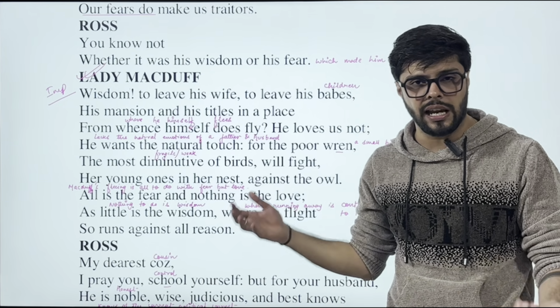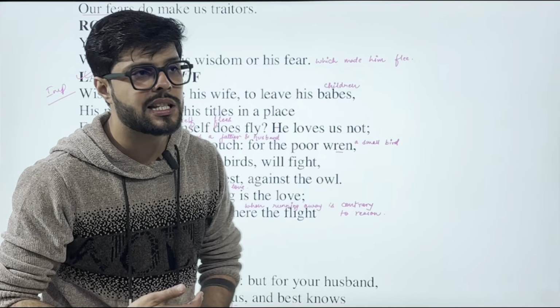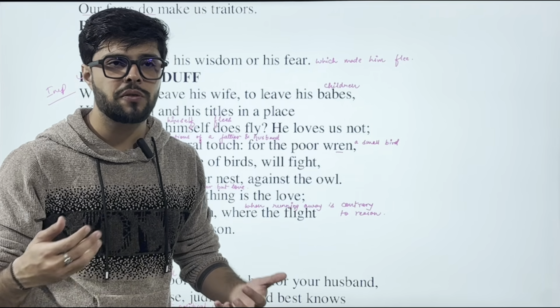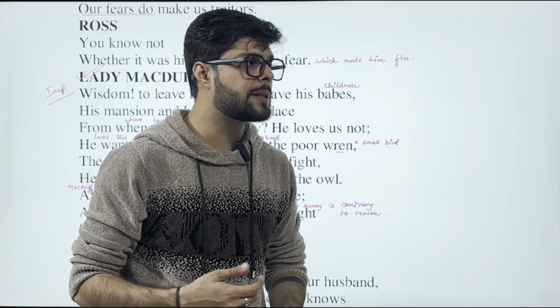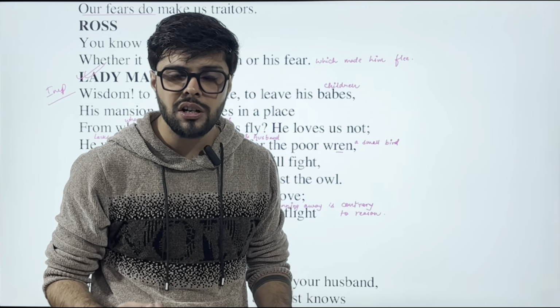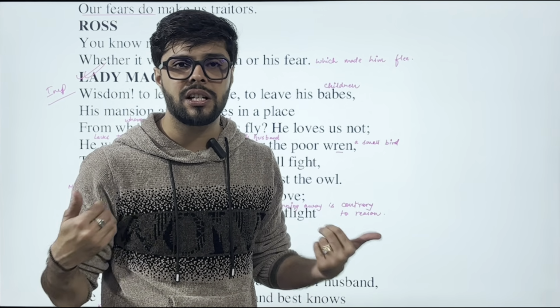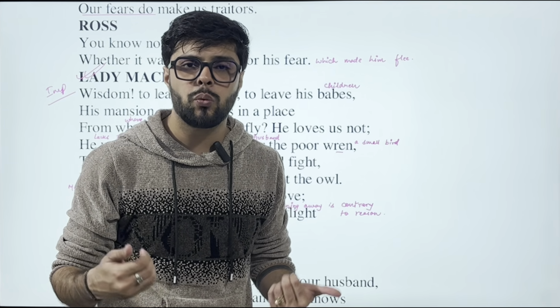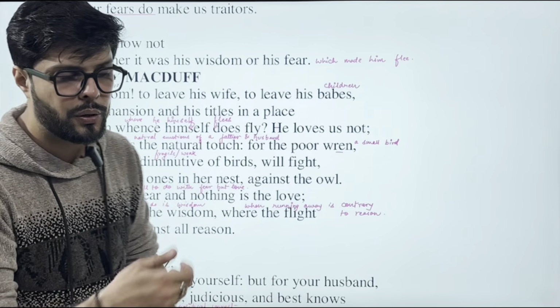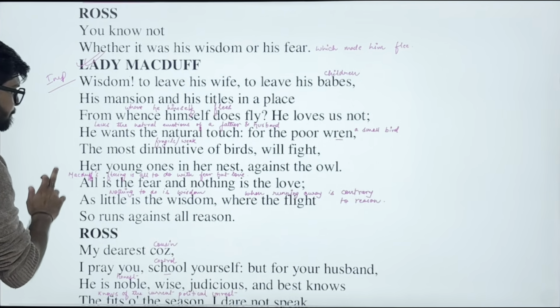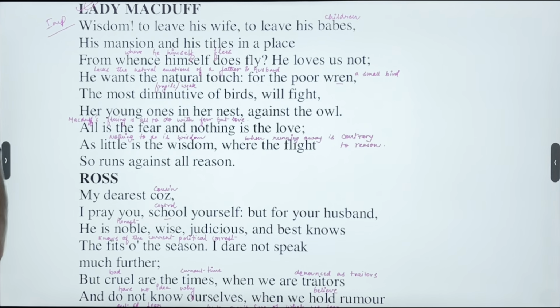He is a thane of Fife, and he is so mighty. He has so much of strength. He is basically a soldier, and in spite of having so much of strength, might, and everything, still he just left his family unprotected behind. So what kind of strength are we talking about? That is what she accuses her husband of in front of Ross.